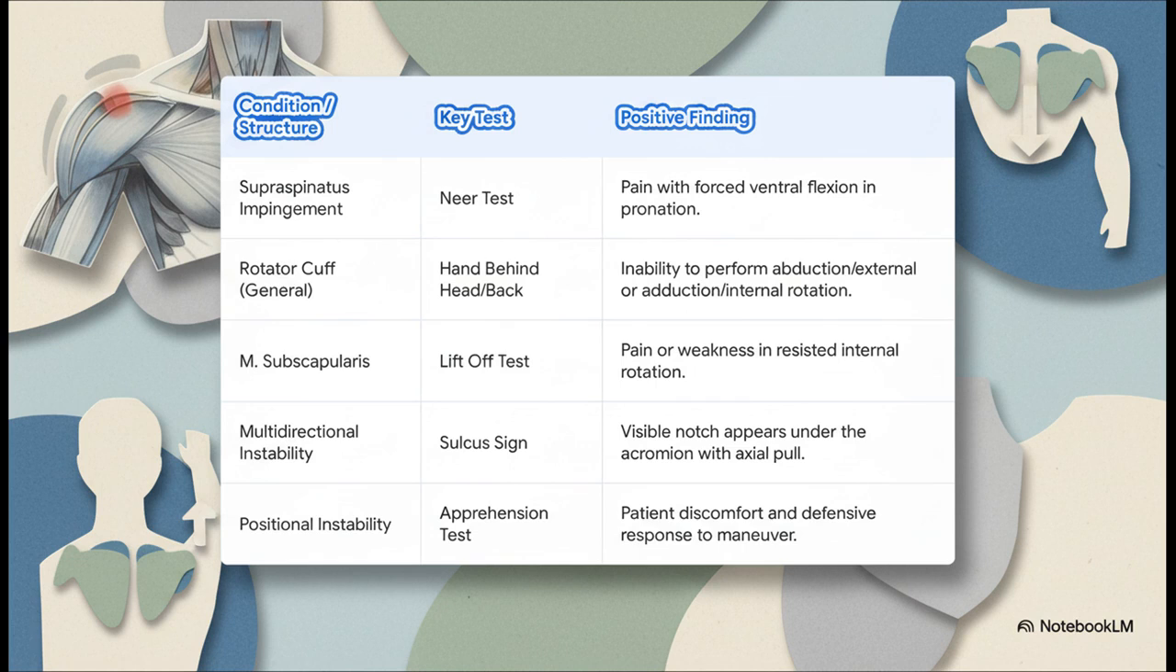You suspect supraspinatus impingement? Your first thought should be the super-sensitive Neer's test. Need a quick and dirty screen for the whole rotator cuff? Those hand behind head and hand behind back movements are perfect. Need to specifically target the subscapularis? The lift-off test is the one you want. And finally, for instability, you're going to use the sulcus sign to look for multidirectional instability and the apprehension test for positional instability. Simple as that.